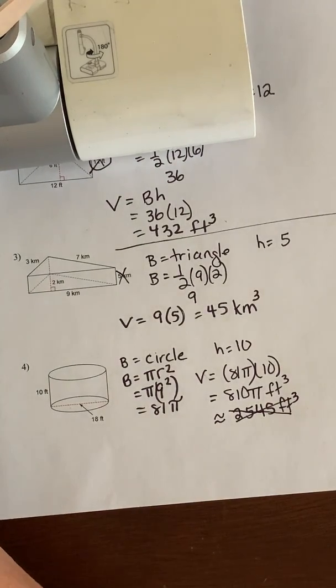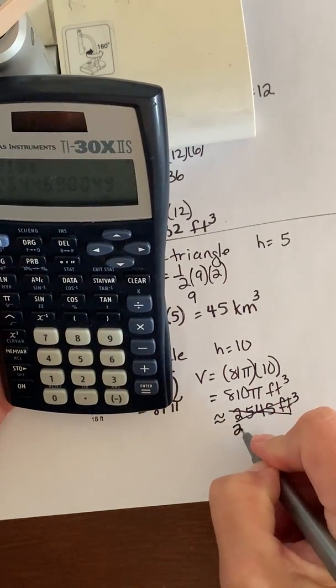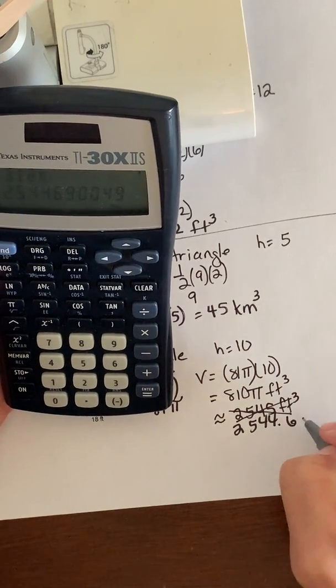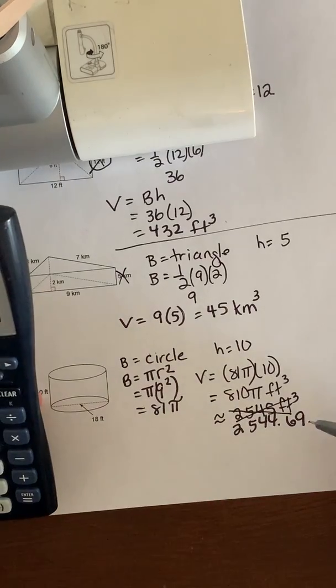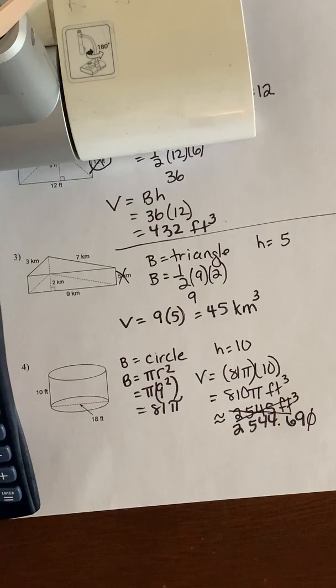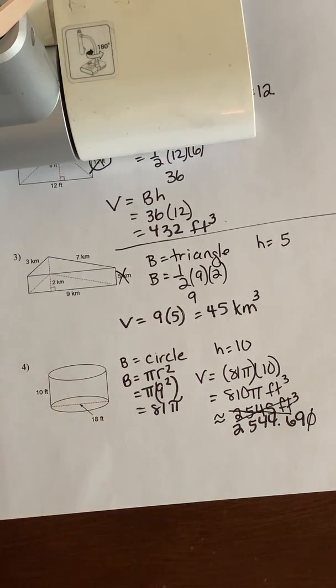810 times pi. There we go. That looks better. I got 2,544, and it was 0.69. And the direction said to round to the nearest hundredth. Well, the digit to the right of the 9 was a 0, so that would leave it 0.69. Okay, 2,544.69 cubic feet.